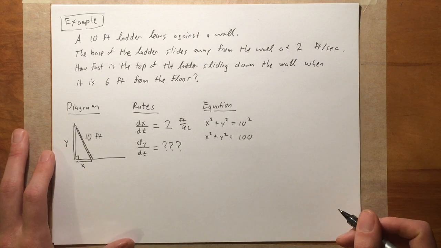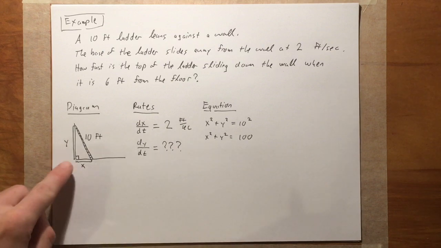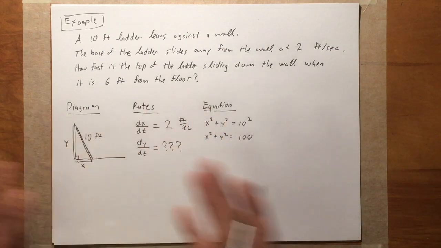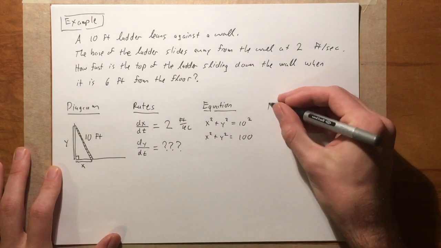Okay. I could have chosen some other equation like a sine or a cosine ratio, but that would have involved angles, and I don't know anything about the angles except for the right angle, and I also don't care about the angles, because I'm not trying to find the rate of change in the angle. So I'm going to avoid using angles. So my next step is to differentiate.